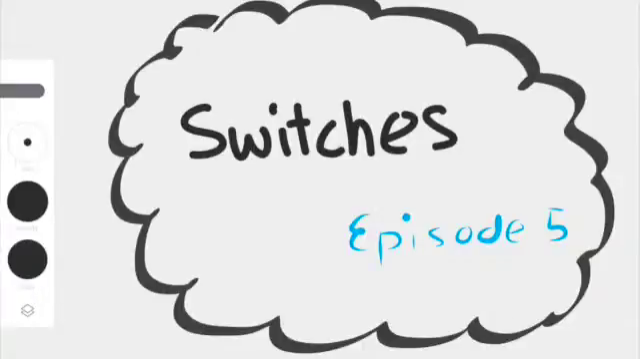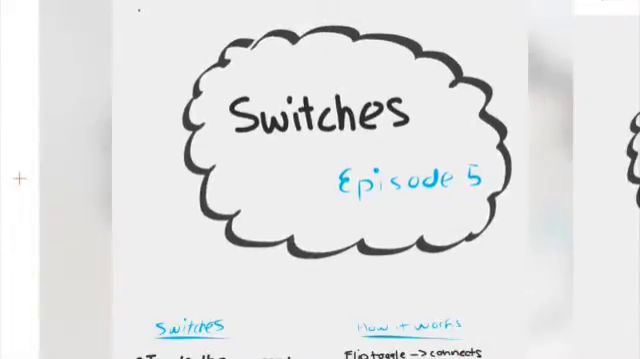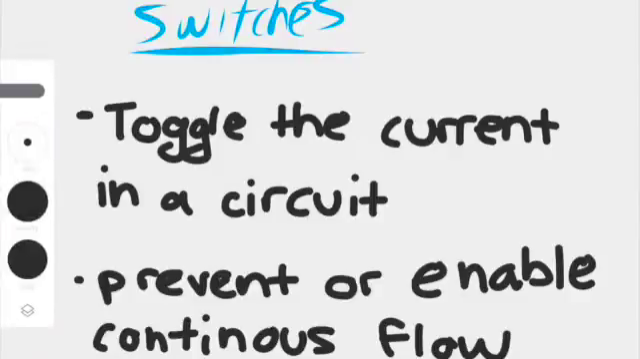In this video, we're going to be talking about switches, and I'm just going to give you a brief overview on what they are, how they act in a circuit, and the different types of switches you can find and how they work. Alright, the first thing we're going to go over is the definition of a switch and basically what it is and what it does in a circuit.